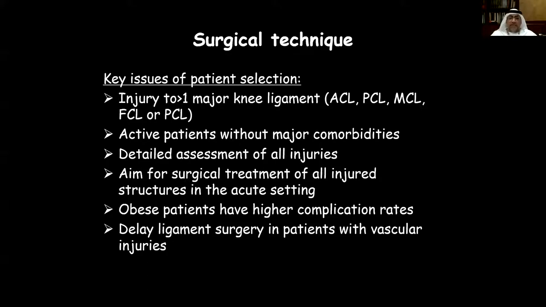We need to have detailed assessment. This is your checklist. You need to have a detailed assessment of all injuries. We need to aim for surgical treatment of all injuries and structures in the acute setting. We need to understand that obese patients have higher complications, and as we mentioned before, delayed treatment. So you have to rehearse these points every time you address a patient, and you can see I'm stressing this point again and again because it's very important.